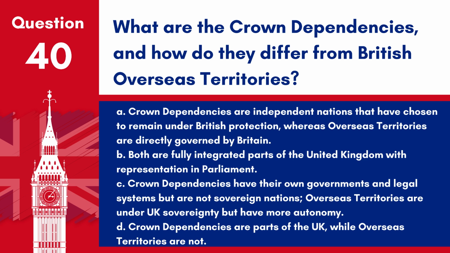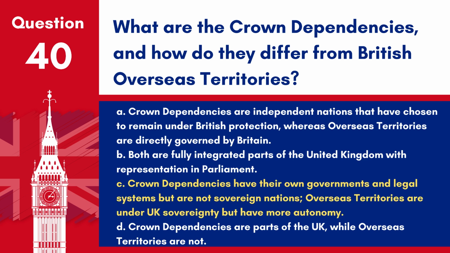C. Crown dependencies have their own governments and legal systems but are not sovereign nations. Overseas territories are under UK sovereignty but have more autonomy. D. Crown dependencies are parts of the UK, while overseas territories are not.